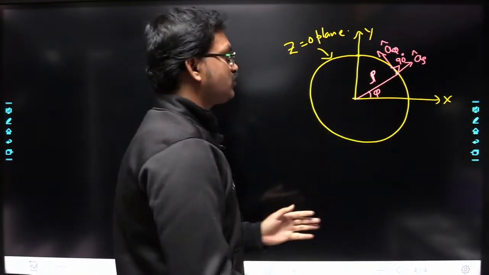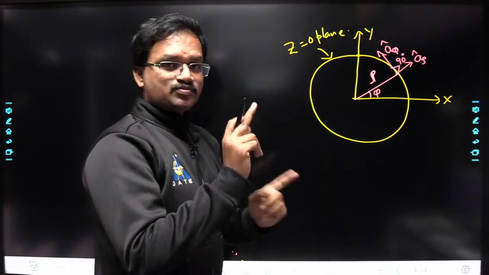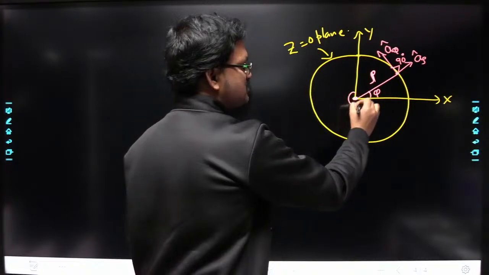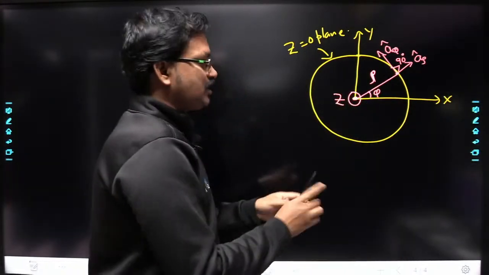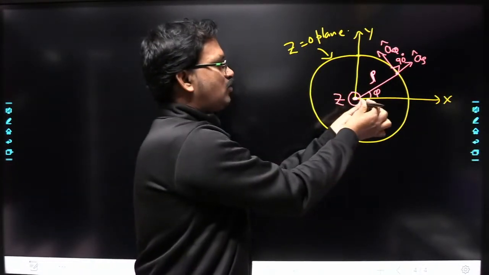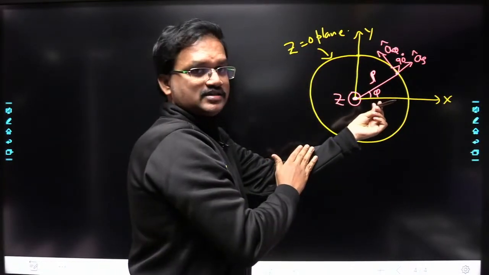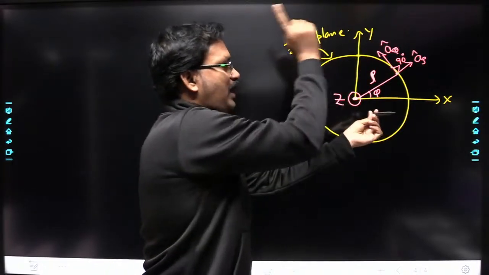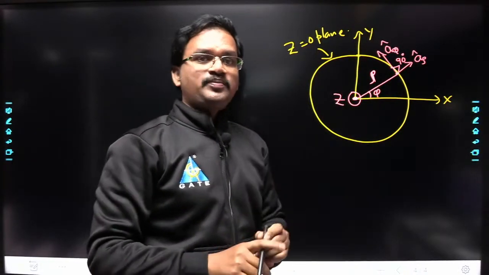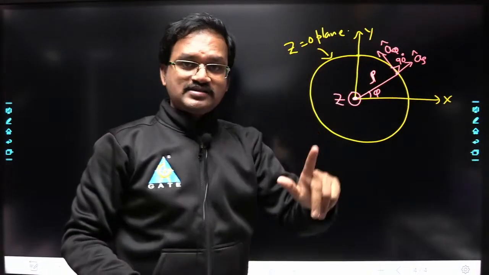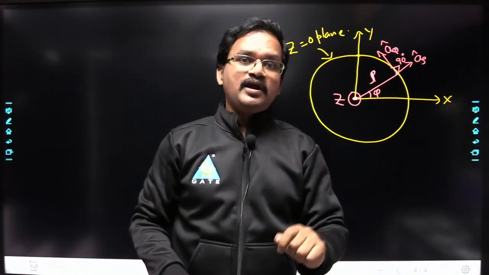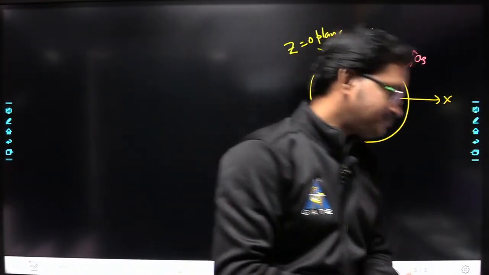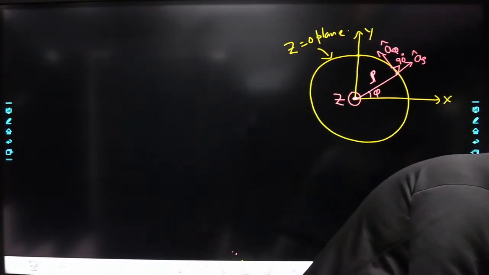Now, if you draw the az cap here, the z direction is pointing out of the board. So az cap is perpendicular to this plane. That means az cap is perpendicular to both a rho cap as well as a phi cap. So a rho cap, a phi cap, and az cap are mutually perpendicular to one another. Is it clear here?